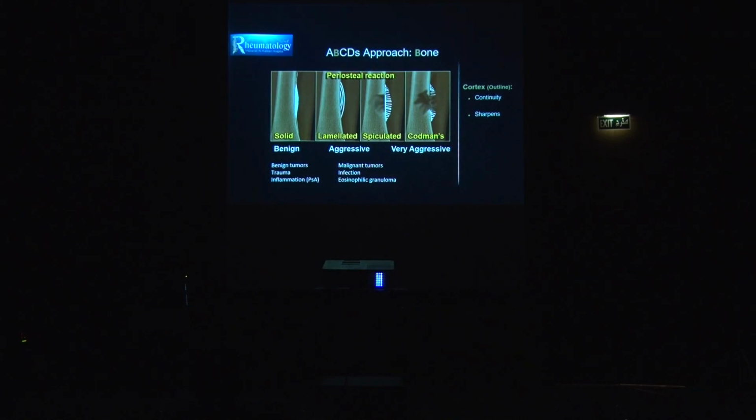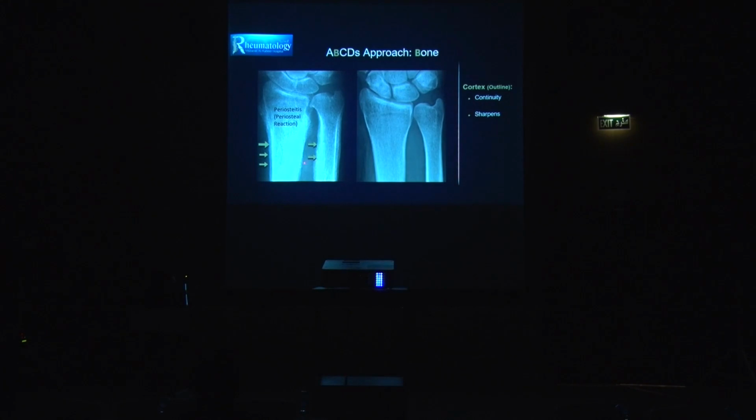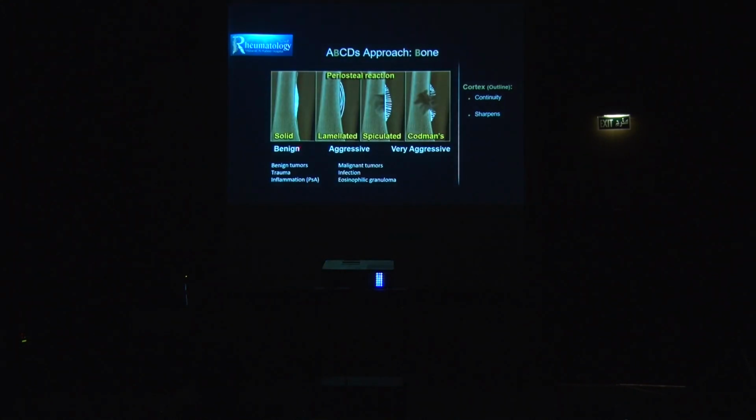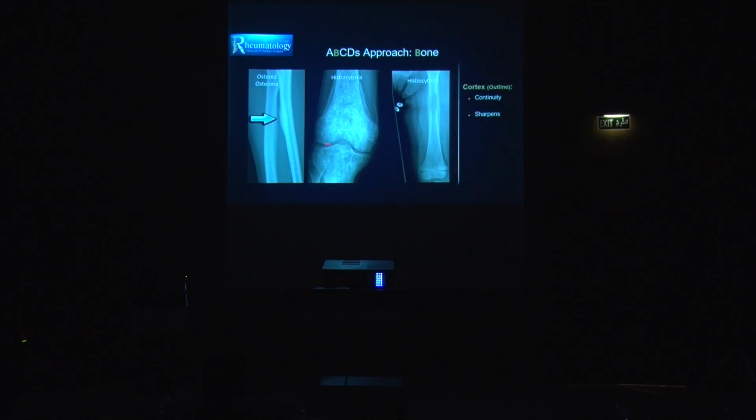But when you look at the periosteal reaction, if it looks solid, like this one, usually the underlying cause is benign. For example, an inflammatory arthritis, a benign tumor, or trauma. But if it's anything but solid, if it's laminated or spiculated, then this is not benign. This could be a malignant tumor or infection, for example. So you see, this is a solid periosteal reaction, so there's an underlying benign process, and in this case, it's an osteoma.